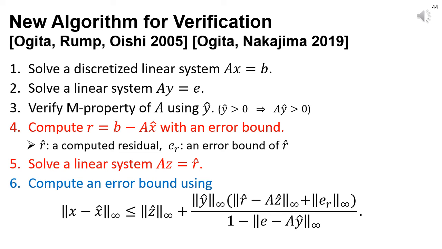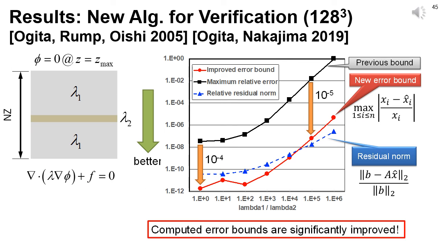This is the overview of the method proposed by the authors. We need several additional computations on top of the original solving part. This figure shows the results of accuracy verification by this method for the problem in P3D for double precision cases. Black squares show the calculated relative error bound. It is overestimated, and much larger than the relative residual norm, the blue triangles. The new error bound based on the improved method, red triangles, agrees with the relative error very well.